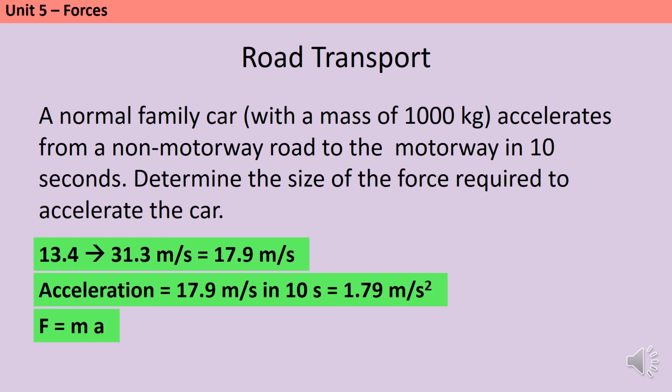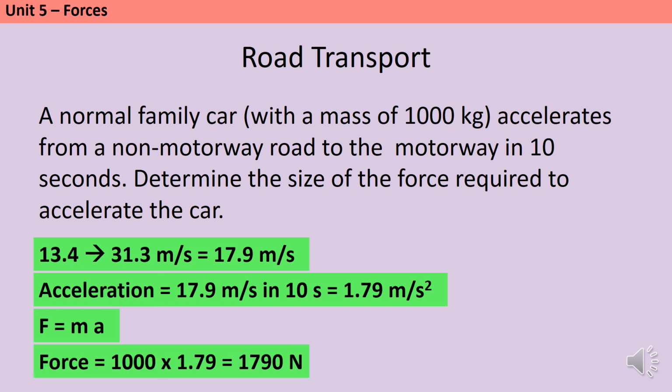Now I can use force as mass times acceleration to work out the force, which will be 1,000 kilograms multiplied by 1.79 metres per second squared, which gives me a force of 1,790 newtons.